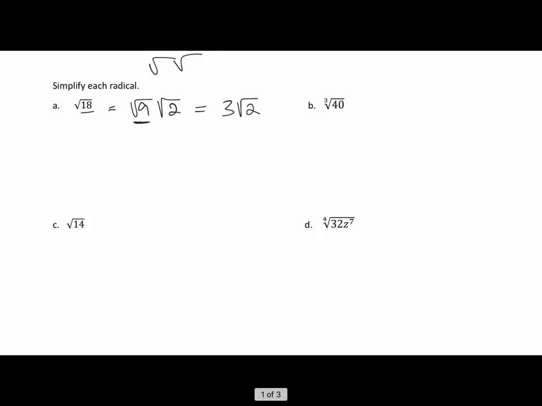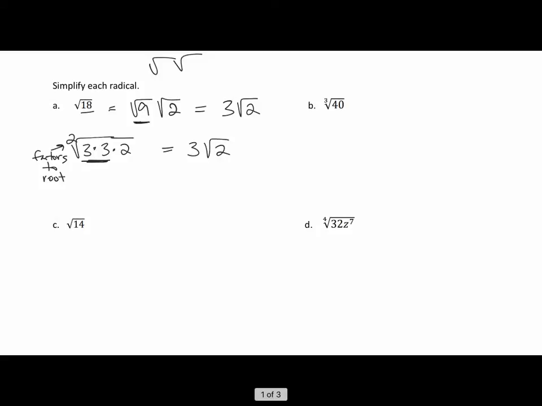Another way of doing this, also looking at the product rule, is to break 18 down to the prime factorization. So 3 times 3 times 2. And the index tells us how many factors we need for a root. So if this is understood to be 2, I need 2 factors to have a root of that number. So that's how this becomes 3 square root 2.